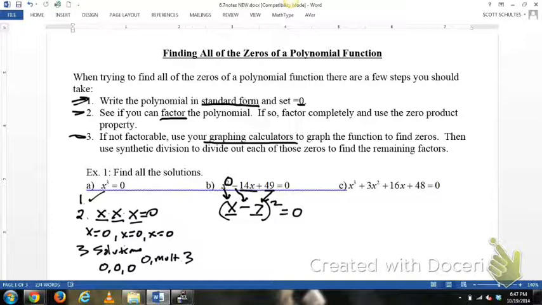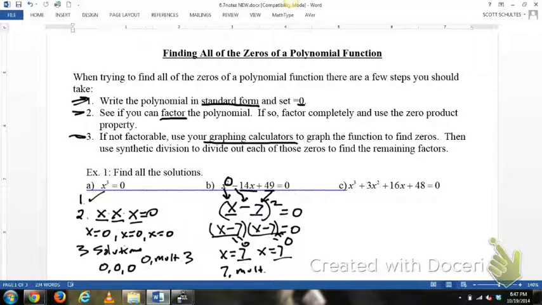I don't need to use a graphing calculator. I can solve this by factoring. It really is x minus 7 times x minus 7 equals 0, since it's x minus 7 squared. So if I apply the zero product property and set each of these factors equal to 0, each one's going to give me a 7. Now here is where I have 7 repeated twice. This would be 7 with a multiplicity of 2.